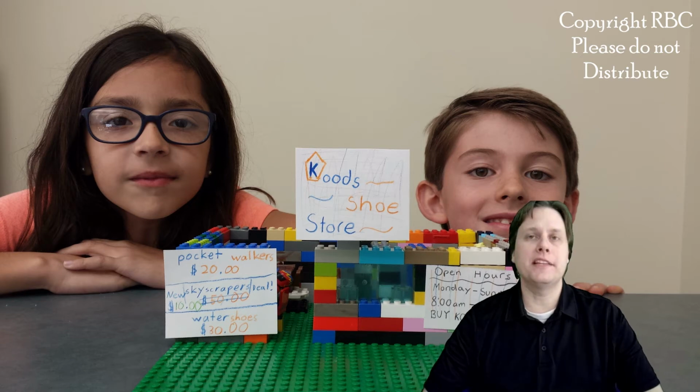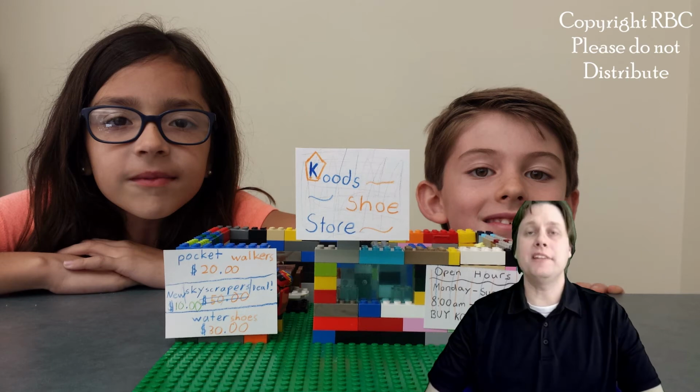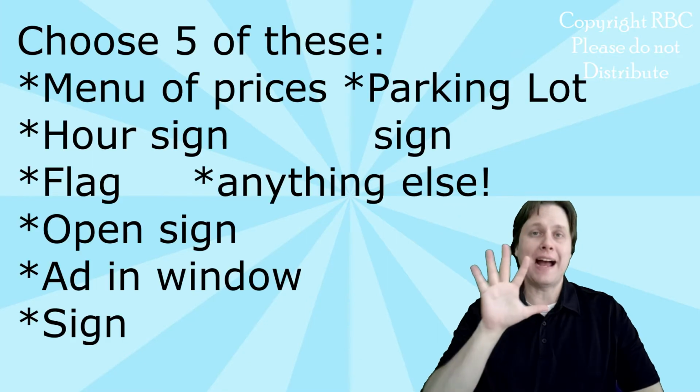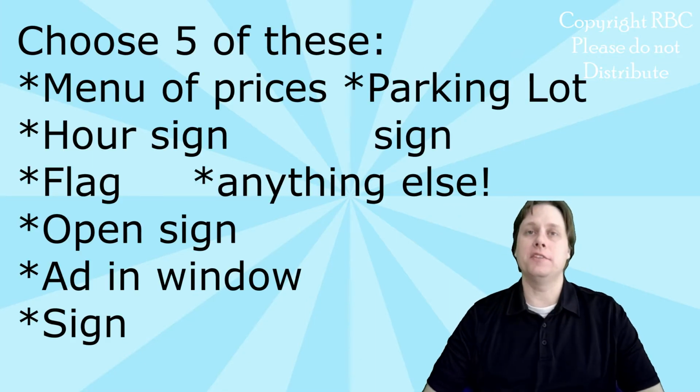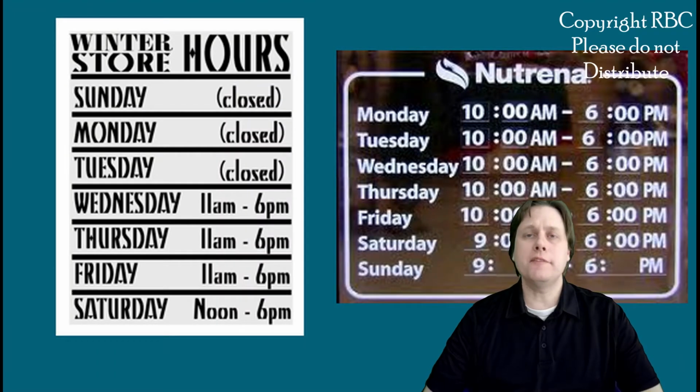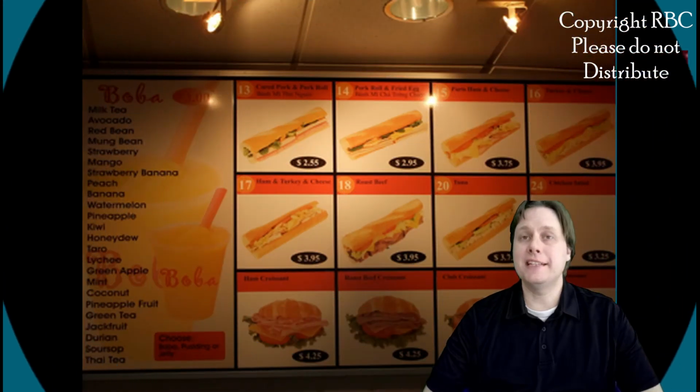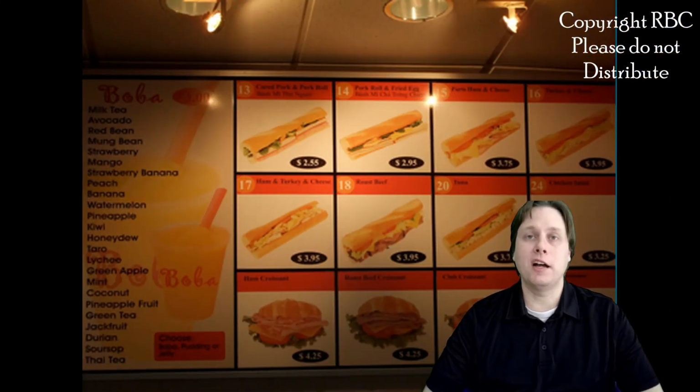And there's a number of things that you can add on to your business to make it look really great. We'll have a list up here for you to look at if you forget which things to add on, but you have to choose 5 different add-ons to put onto your business. And here's the list that you can choose from. You could have a sign that says the store hours that you're open. You could have a menu of products and prices, the things that you'll be selling and how much they cost.